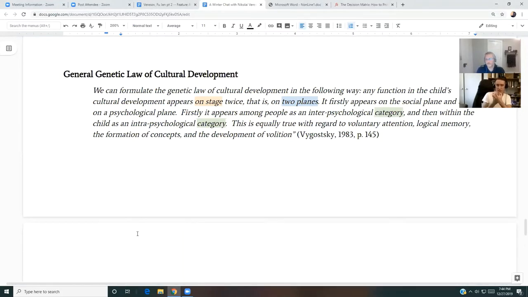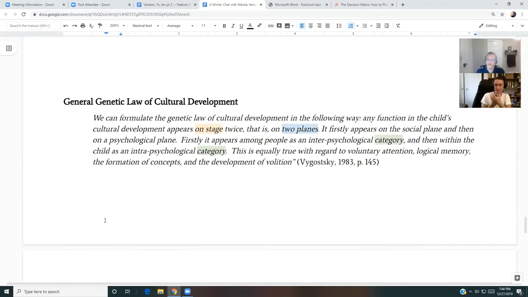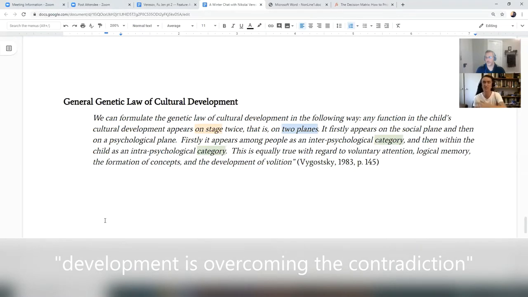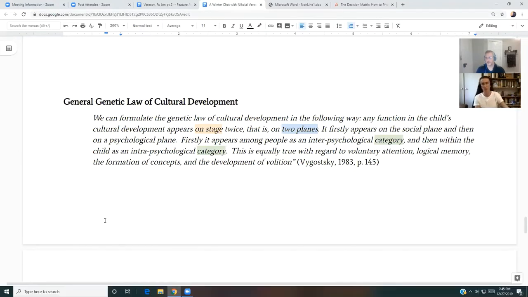Because dialectically, contradiction is a moving force for development. There is no development without contradiction. Contradiction is a moving force for development. Moving force means what? Moving force is the engine of development, contradiction, according to Hegel. So development is overcoming the contradiction, but it's a very general philosophical principle. So this is potentially the difference between learning and development.